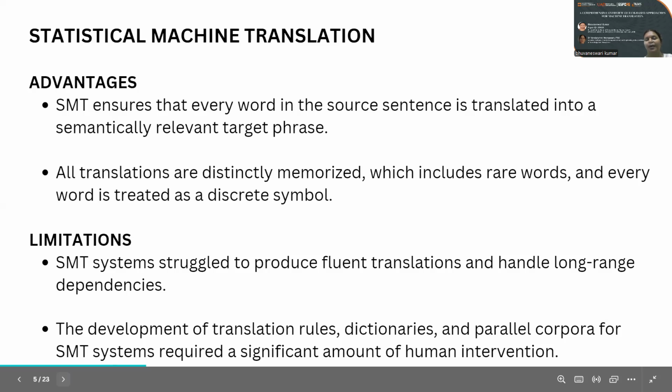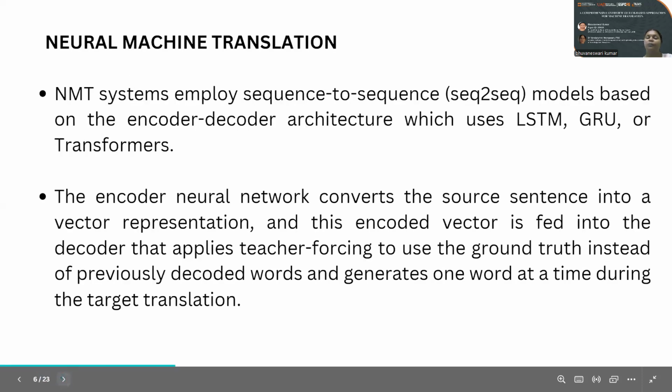Apart from the advantages, the major challenges seen in SMT include that it struggles to produce a fluent, natural translation, and it is difficult to handle long-range dependencies. And the development of translation rules, dictionaries, and parallel corpora for SMT systems requires a significant amount of human involvement.